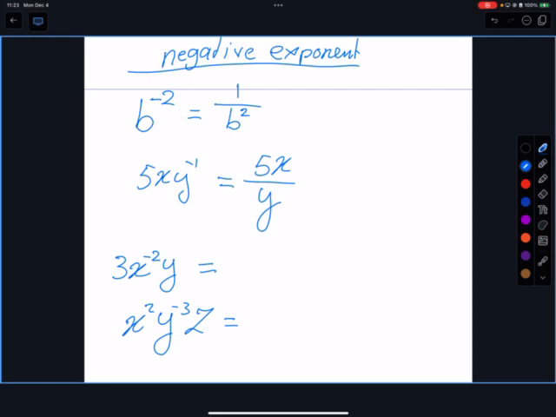No, only X goes down, 3 stays up. Only X goes down, 3 stays up. No, stays there.